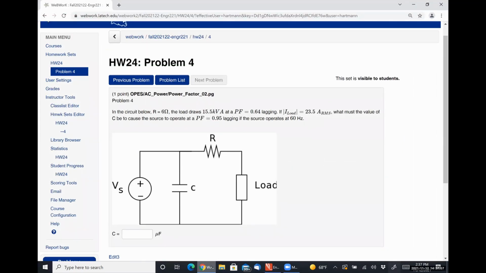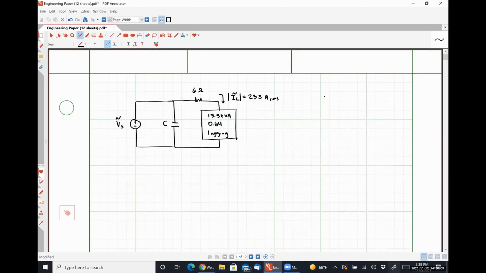And our goal is to determine what value of C will cause the source to operate at a power factor of 0.95 lagging. So PFS is 0.95 lagging, and our frequency of operation F was given to be 60 hertz. Did that summarize all of the information that we were given? Did I miss anything?